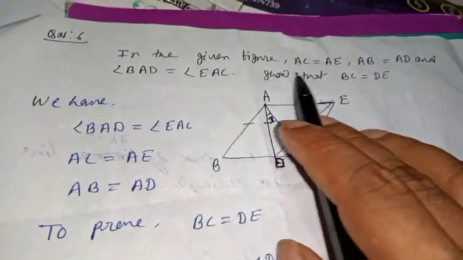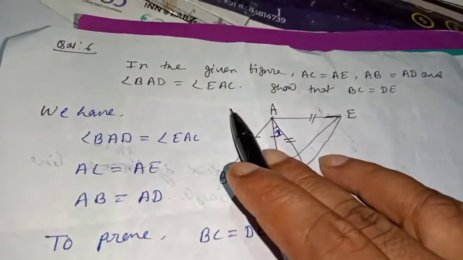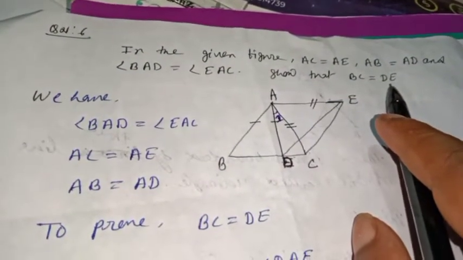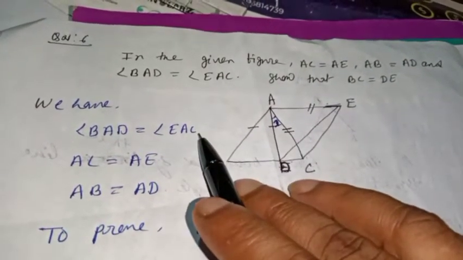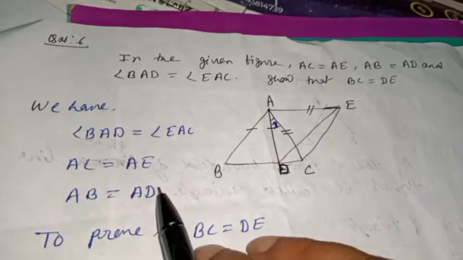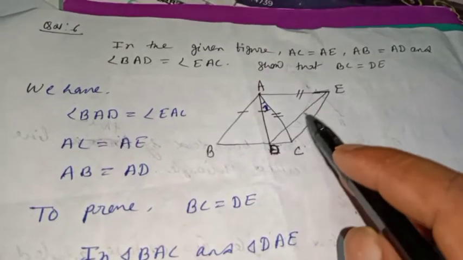Okay. Question number 6. In the given figure, AC is equal to AE, AB is equal to AD, and angle BAD is equal to angle EAC, so that BC is equal to DE. So first of all, we need to write what are the things they have given. Angle BAD is equal to angle EAC, AC is equal to AE, AB is equal to AD. To prove BC is equal to DE, this one BC and this one DE.